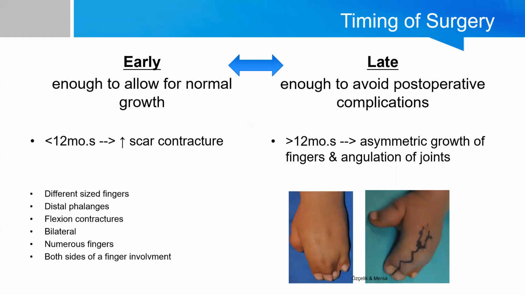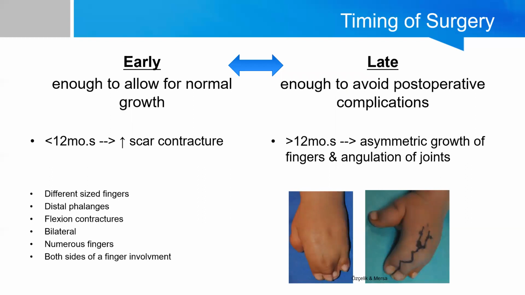Some special circumstances where we need to intervene early are when we have syndactyly between different sized fingers, like between the little finger and ring finger, or between the thumb and index, where we cannot wait for the growth as it will cause deformation and varus valgus angulation. When the distal phalanges are involved, we usually aim for earlier surgery to prevent contracture of the tip of the finger and pulp space contracture. If there are already flexion contractures in the fingers, we should intervene early, so as not to allow them to become fixed.